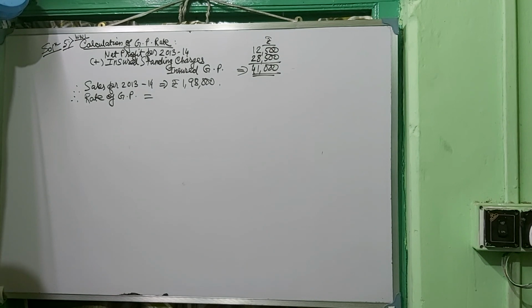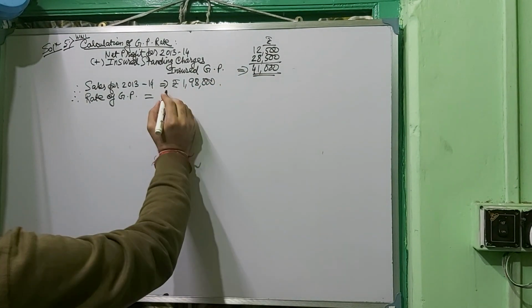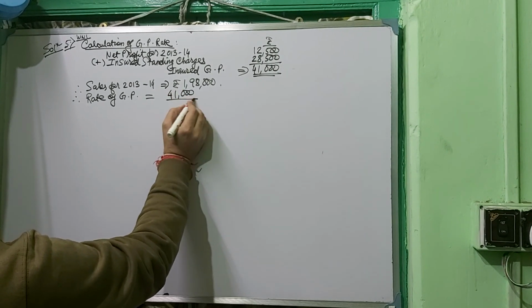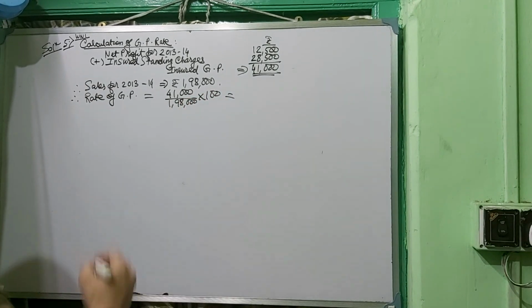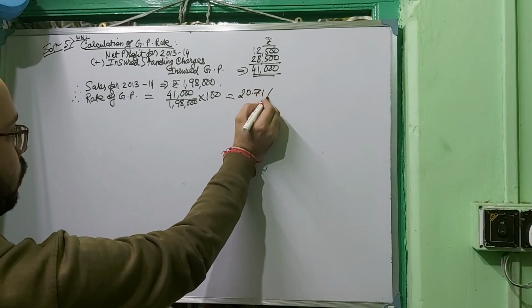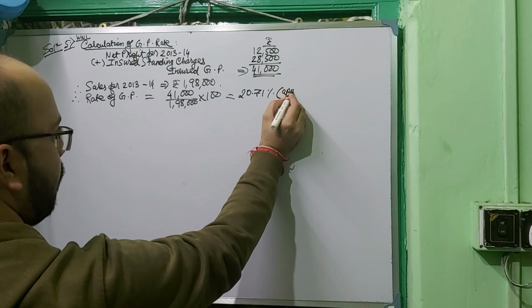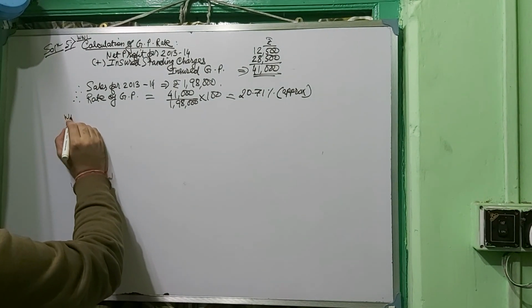What is the formula? As I have discussed, rate of GP is net profit plus insured standing charges divided by sales, into 100. As insured GP is 41,000, it is 41,000 divided by sales, 1,98,000, into 100. You can calculate the GP percentage, which is approximately 20.71%. It is approximate because it continues on that basis.